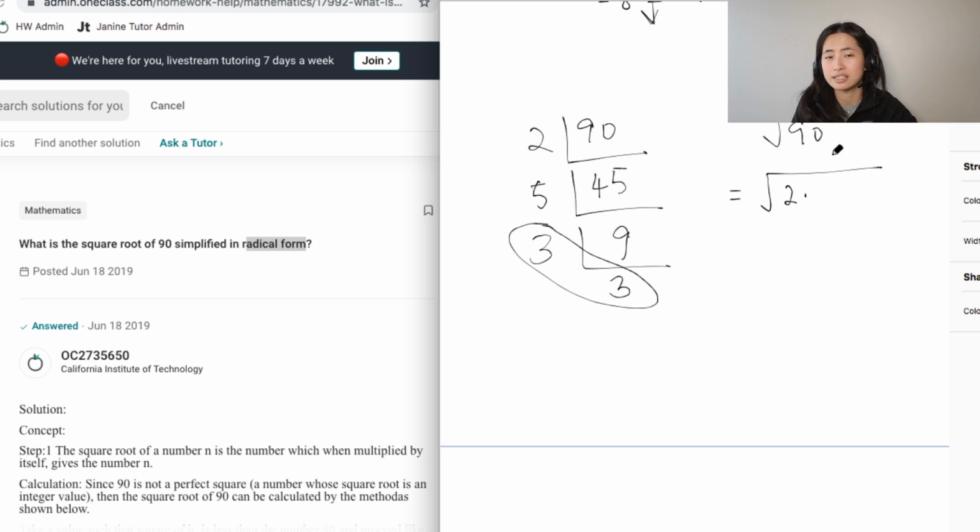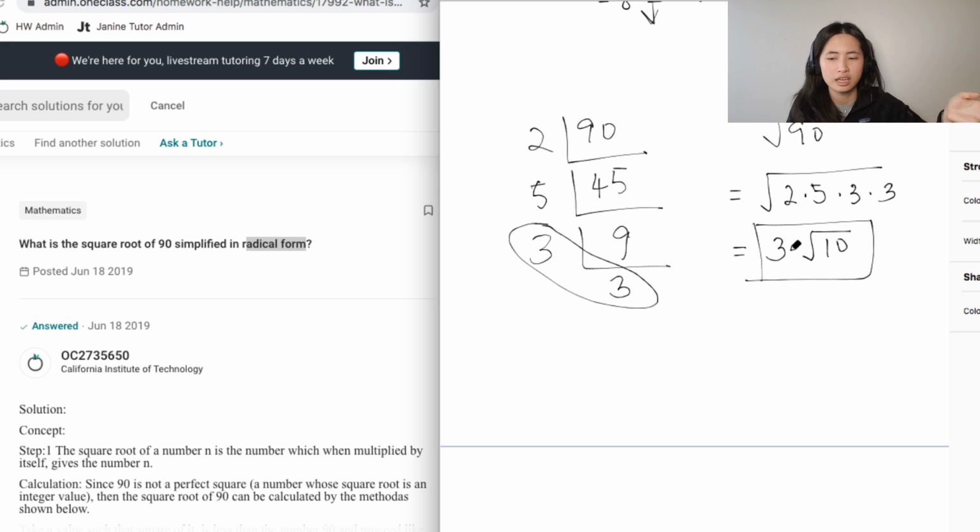So replacing 90 with 2 times 5 times 3 times 3, you see right off the bat this is basically square root of 9, right? 3 times 3, square root of 9. So all you do is you factor out 3, because that's square root of 9. Square root of 9 is equal to 3, and what's left inside is going to be 10. So that's why your final answer is going to be 3 square root of 10, and don't forget you still have the plus or minus because you're taking the square root of a number.